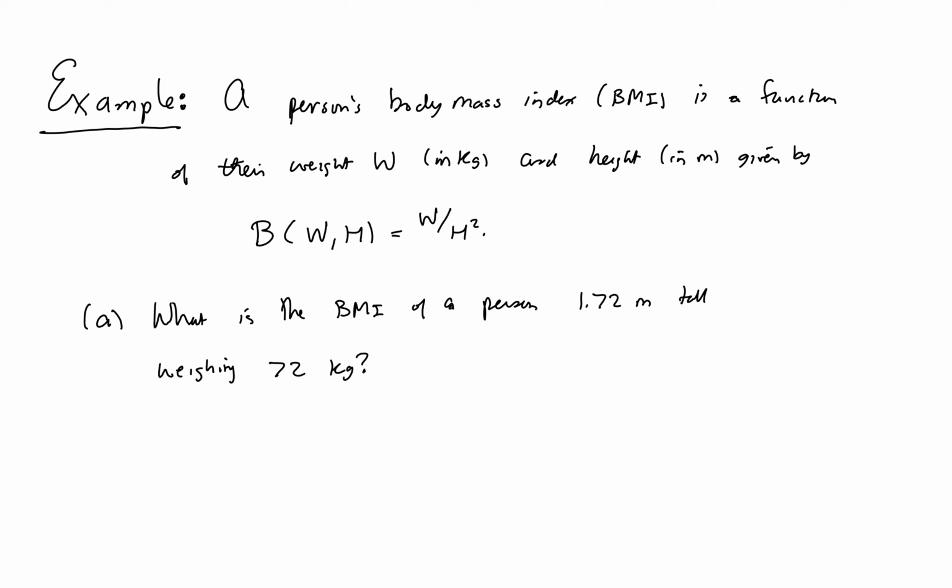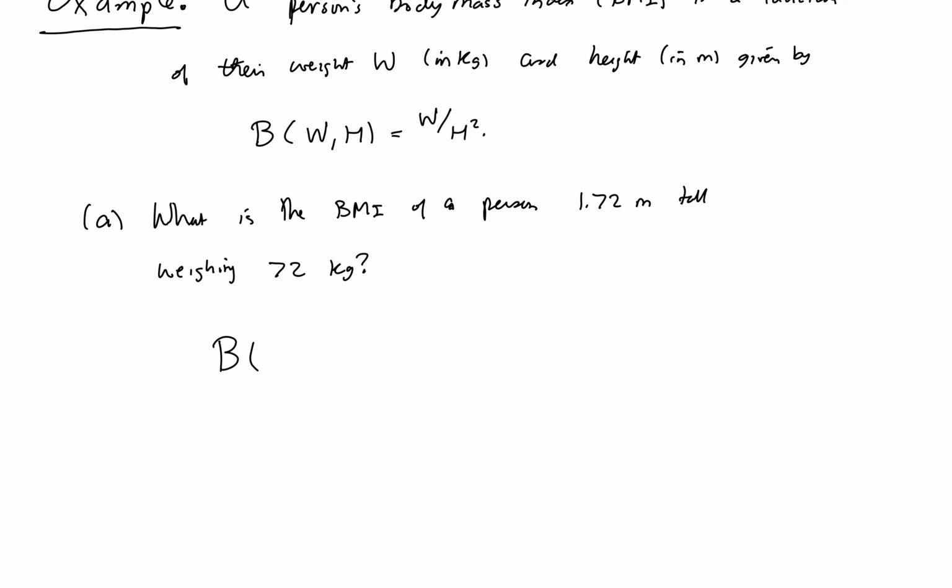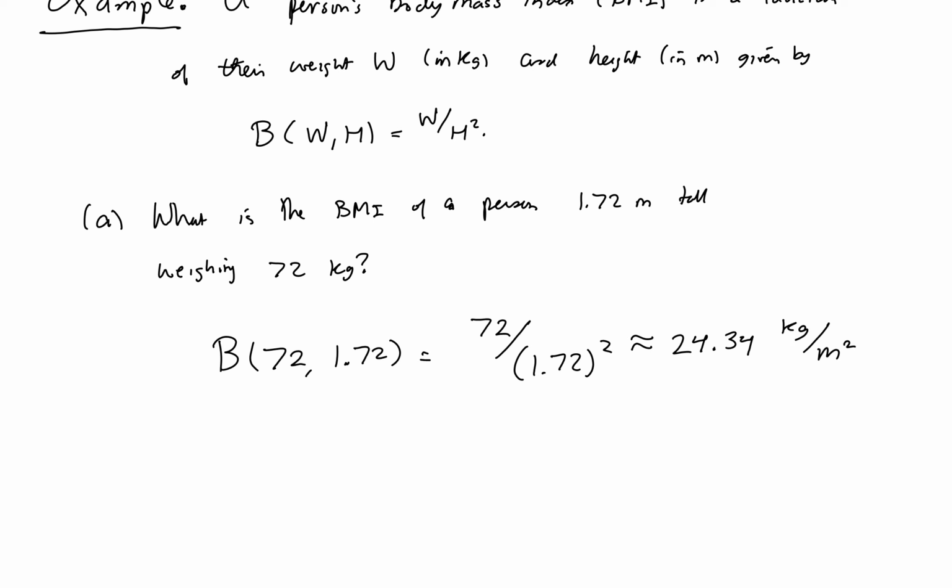Okay, so what is the body mass index of a person that's 1.72 meters tall and weighs 72 kilograms? What we want is to plug in 72 for the weight and 1.72 for the height. So it should be 72 divided by 1.72 squared, and if you put this into a calculator, this comes out to be about 24.34. Notice the units here are the weight over the height squared, so kilograms per meter squared is our units for BMI.